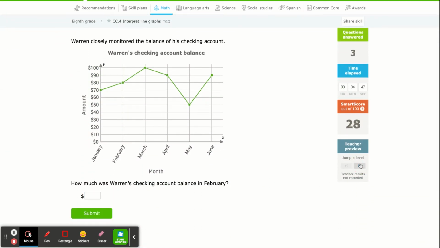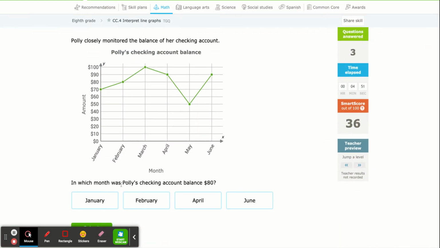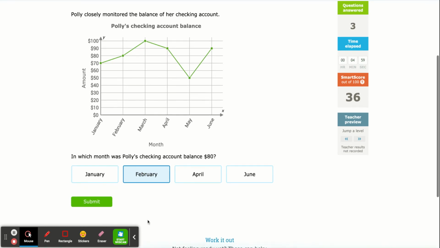I'm going to jump ahead, see how much harder these will get. Here, in which month was Polly's checking account balance $80? So I find the $80. That's right here. That would be in February.